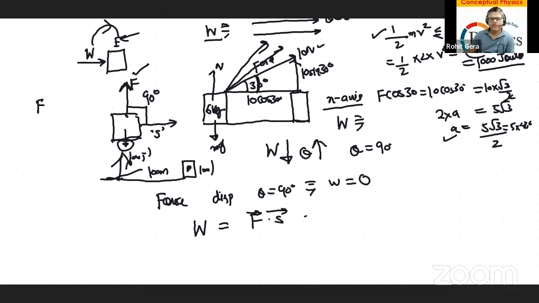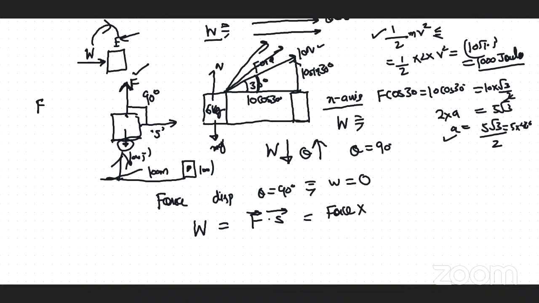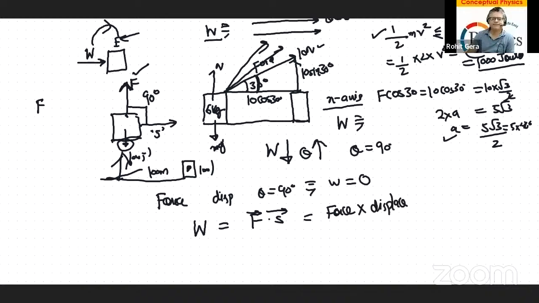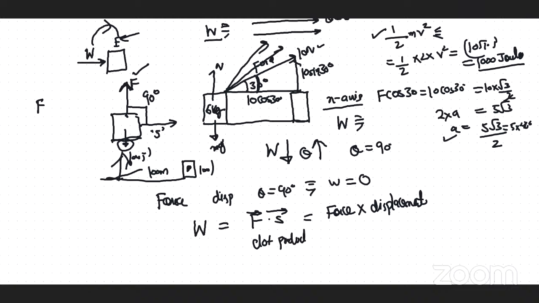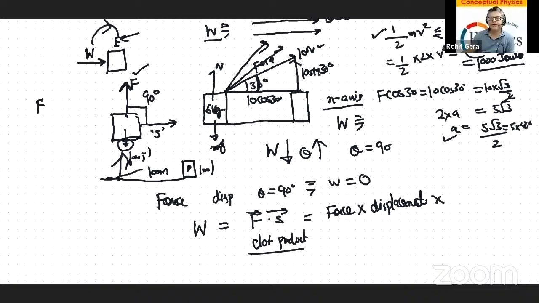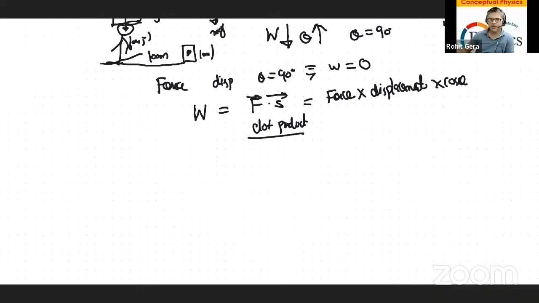is force multiplied, scalar by vector. Yes, it is a scalar quantity, scalar. This is a dot product, into cos of theta. What is the meaning of the word dot product? This is what it means.